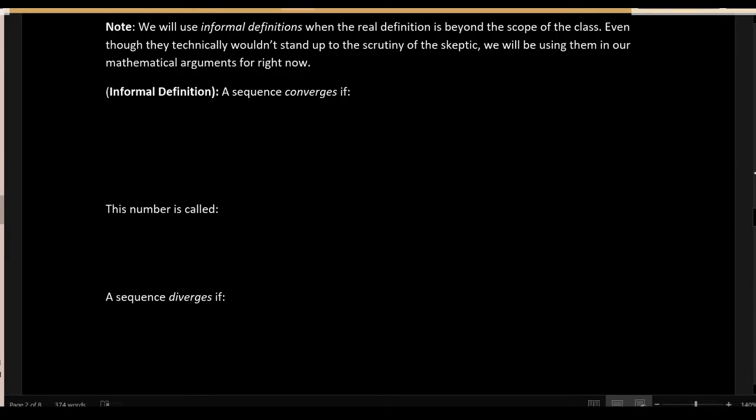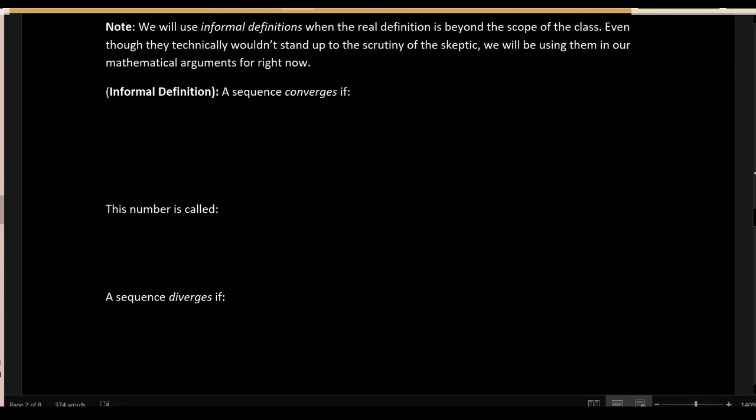Now that we have talked about sequences, what they are, what they look like, how to calculate the terms in the sequence, and how to find formulas for the terms in the sequence, we can now go ahead and talk about when a sequence converges and when a sequence diverges.